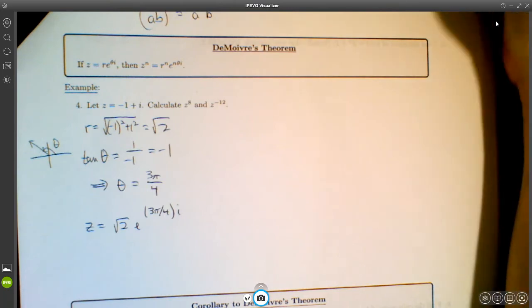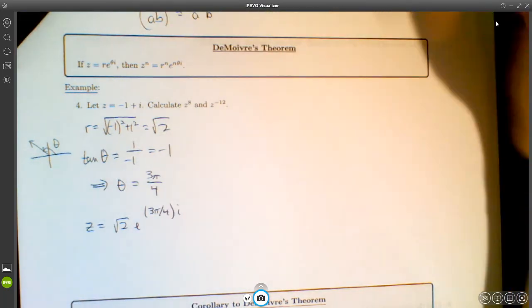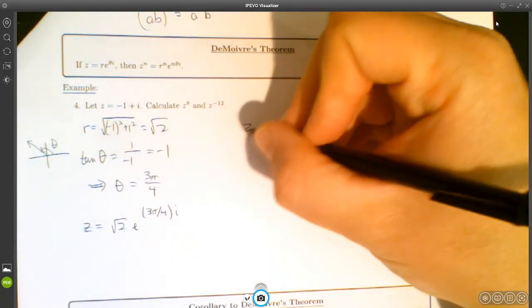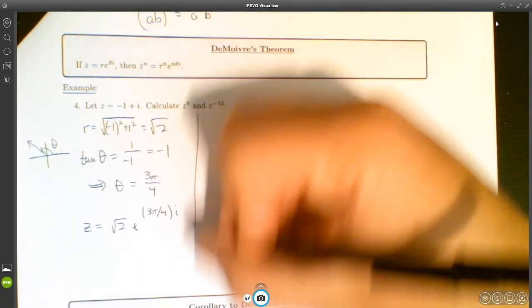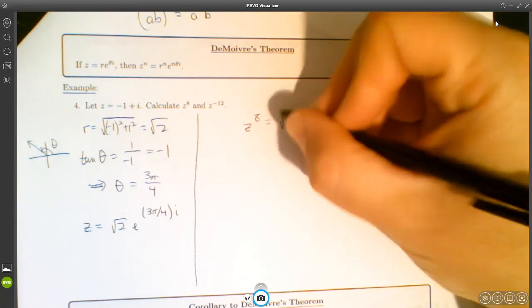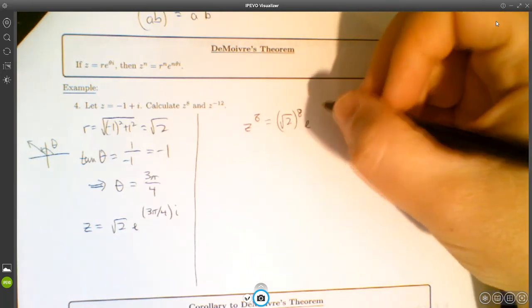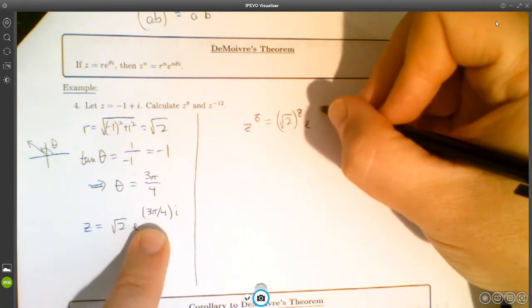Okay, so now we can do z to the 8th power and z to the -12th power pretty easily, right? We can just say, well, z to the 8th power is going to be root 2 to the 8th power times e to the 3 pi over 4 times 8 i.